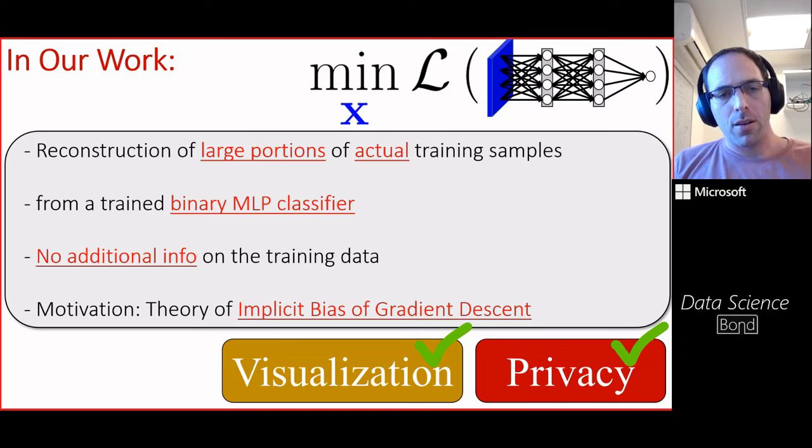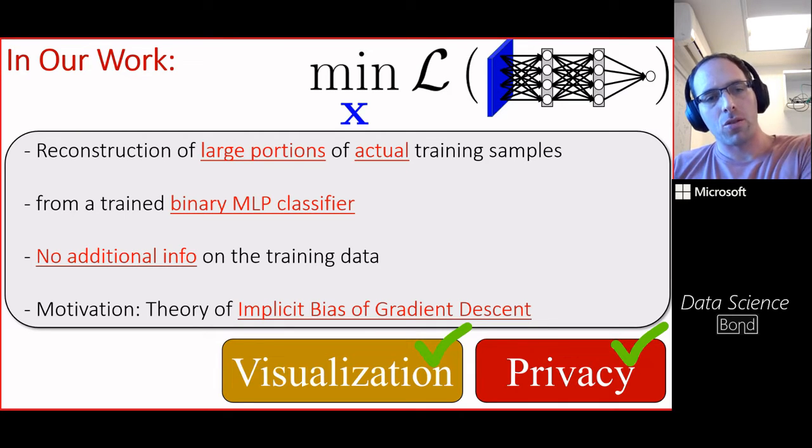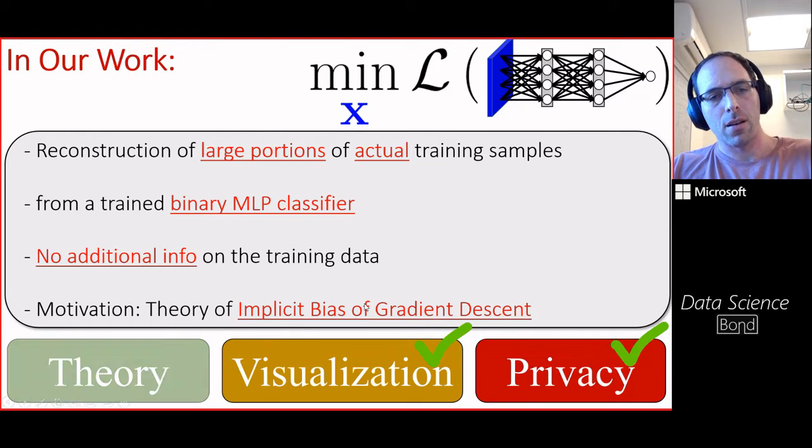Now, what is left here is to understand the method. And as I promised you, our loss is motivated by theoretical results, specifically the theory of implicit bias of gradient descent. Let's now move into the theory part. I'm going to tell you about this theory of implicit bias and its results, and then show you how we use it in order to build our loss.